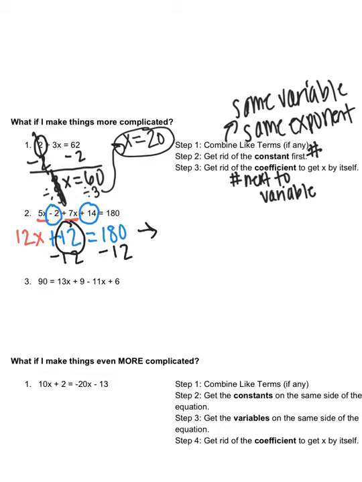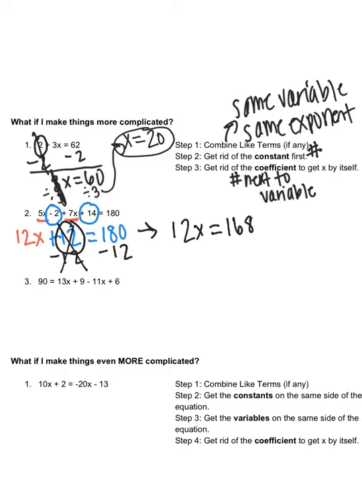So 12 minus 12, that cancels. So I'm left with 12x on the left side. And on the right side, I have 180 minus 12. So again, you can put that in your calculator. I do 180 minus 12, which is 168. And now I've gotten it down to a one-step equation.